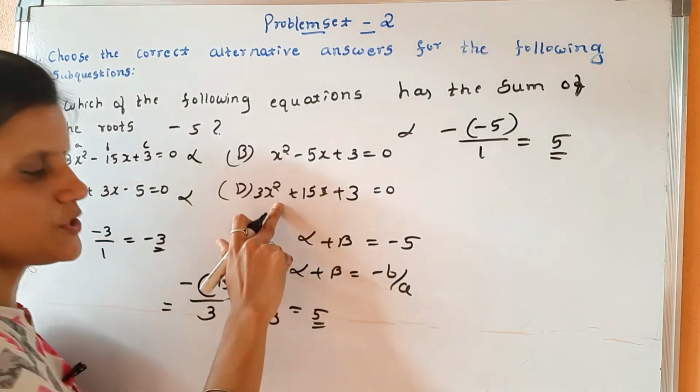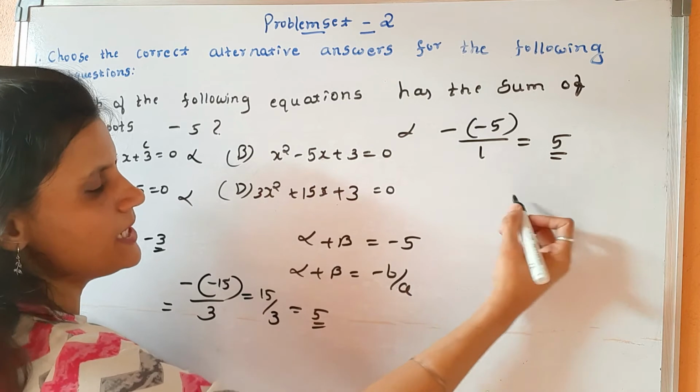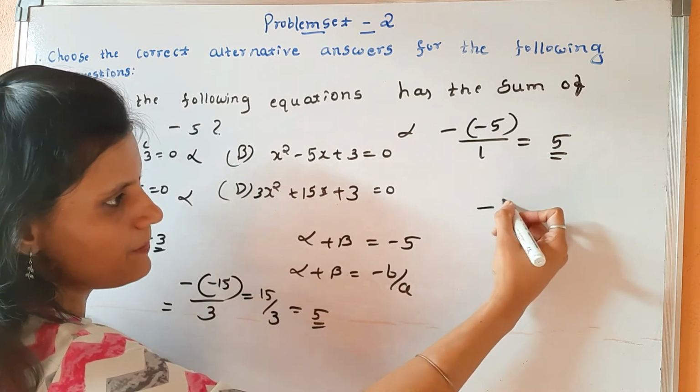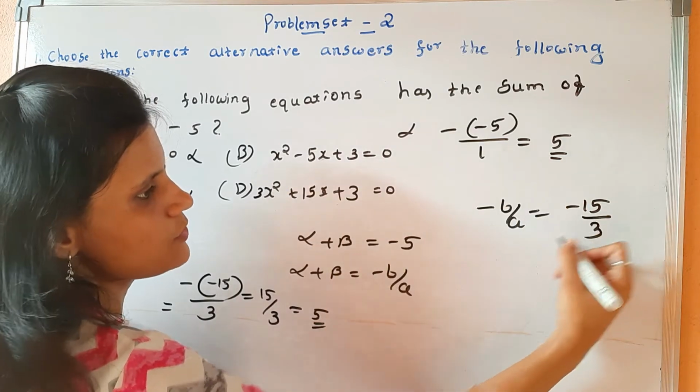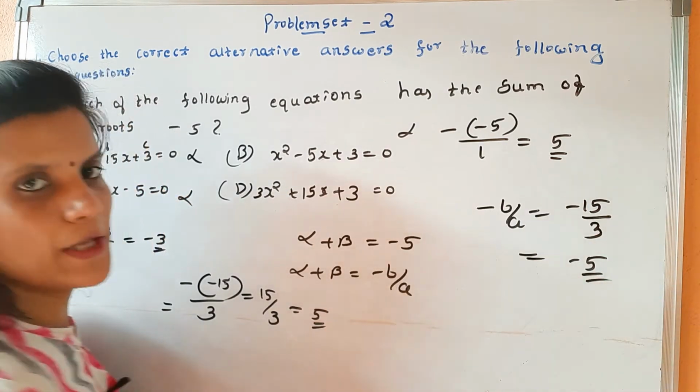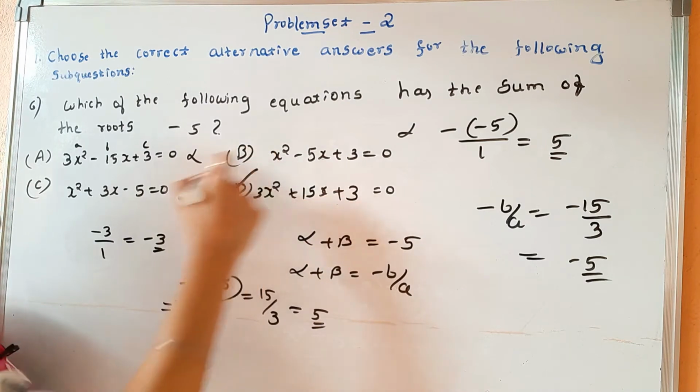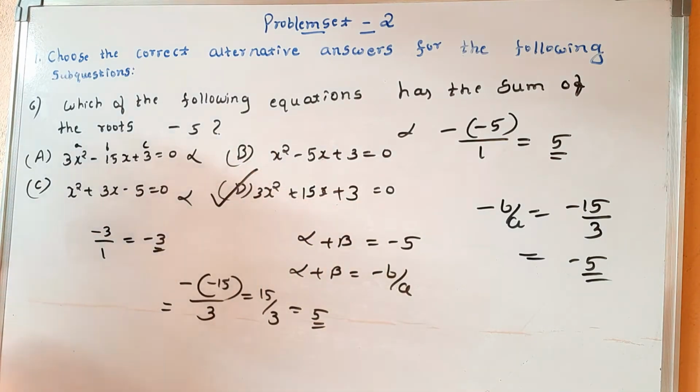Now the last one, we have b means 15. So minus b upon a. So minus 15 by a, that is 3. So you are getting answer minus 5. So we should go for this option number D. Okay, this one will be our answer. We'll move to the next one.